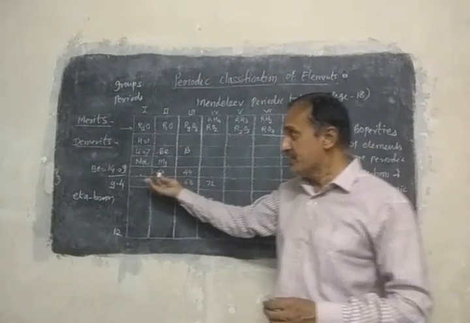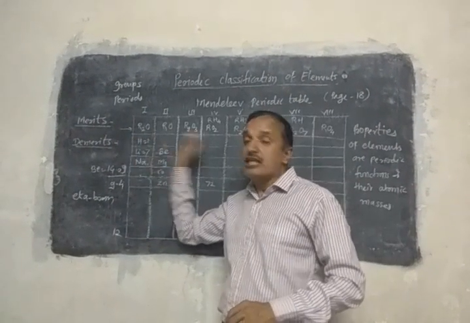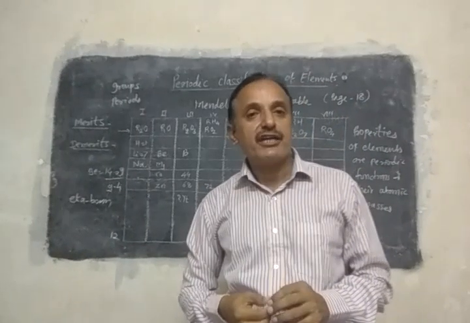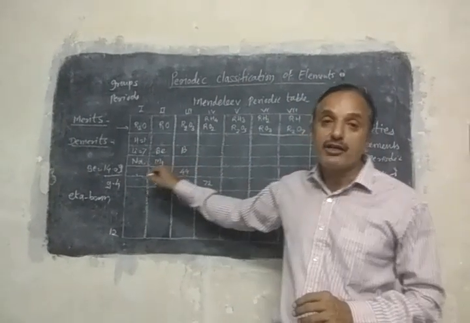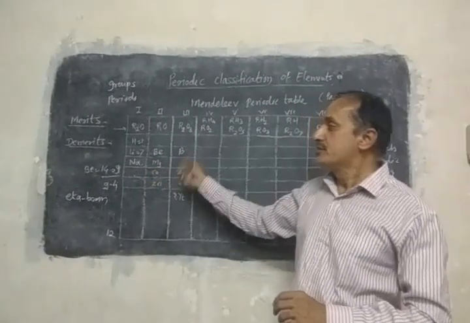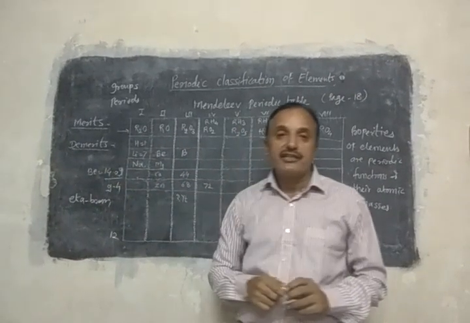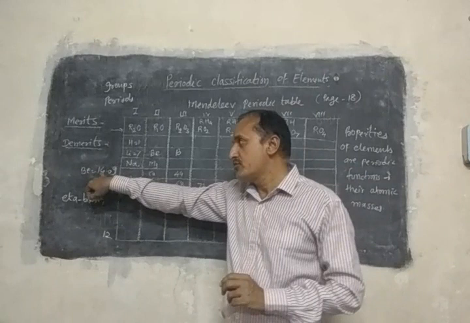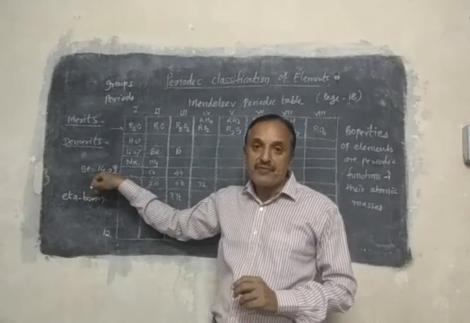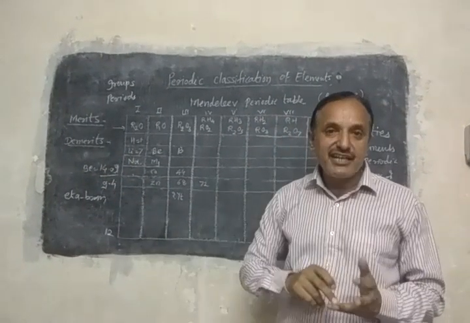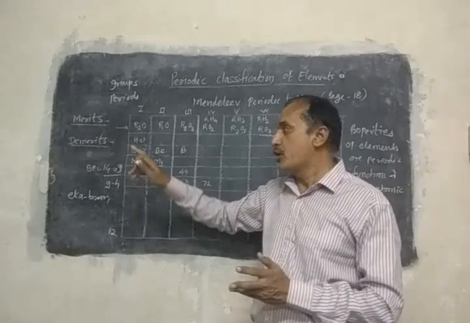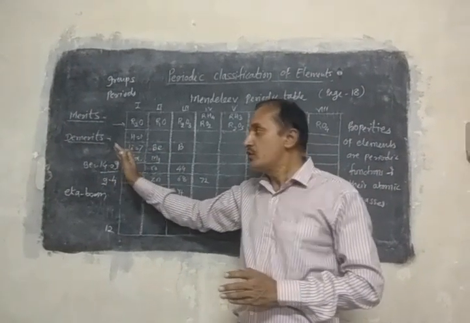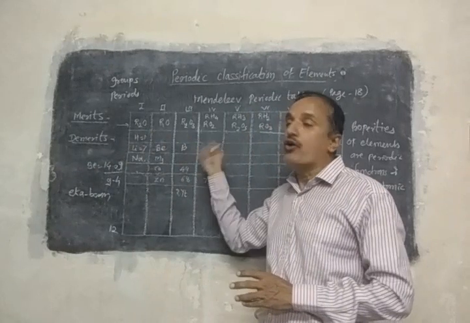Then secondly, when he was arranging elements, he found the atomic mass of each and every element. Then he placed the elements in the table. So what happened here? Beryllium was there. Its atomic mass number was 14.09. So Doppler and Ullmann considered the atomic mass of beryllium 14.09, so it was placed after the boron.